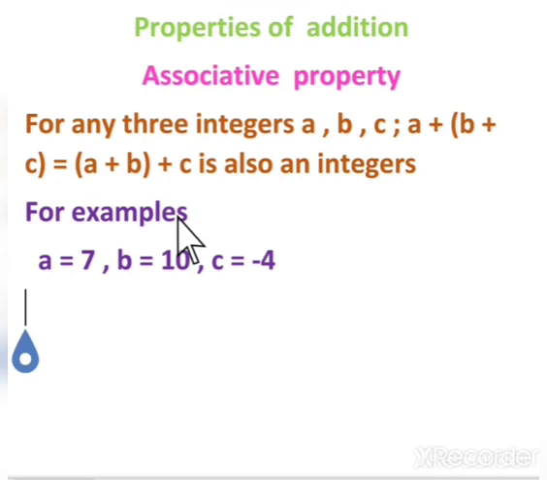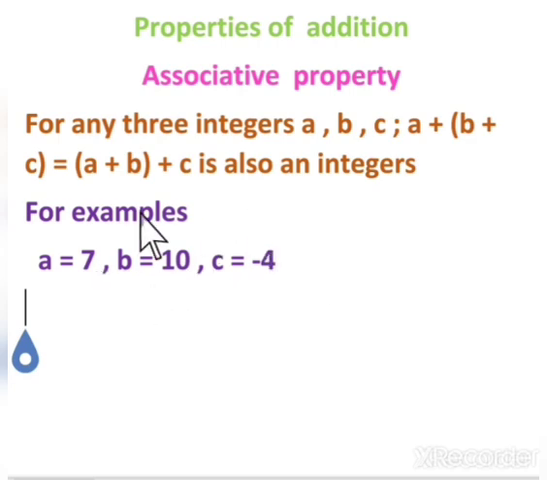Now we are going to see another property, that is the associative property. For any three integers a, b, c, a plus bracket b plus c is equal to bracket a plus b plus c, which is also an integer. Take any three numbers and add them in a different grouping, and the answer is also an integer and left hand side will equal right hand side. Let's check whether this property is satisfied under addition. For example, take the value for a as 7, b as 10 and c as minus 4.